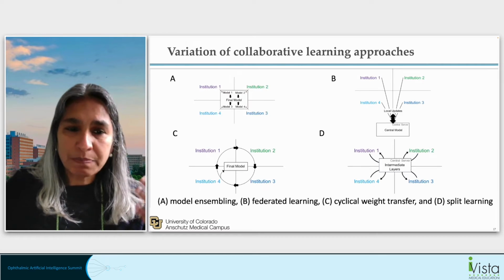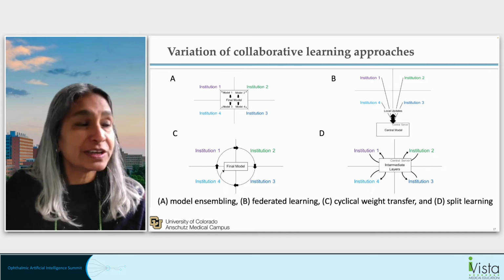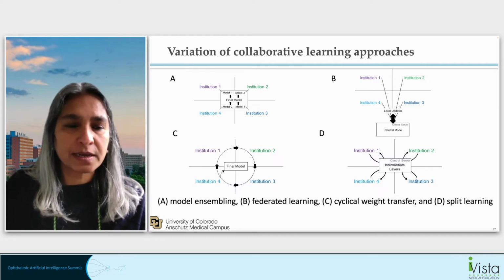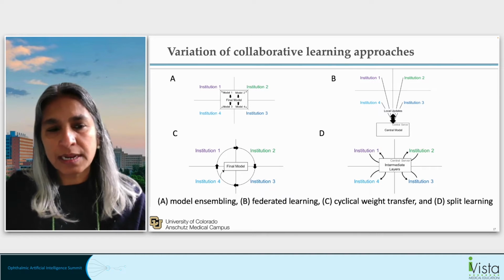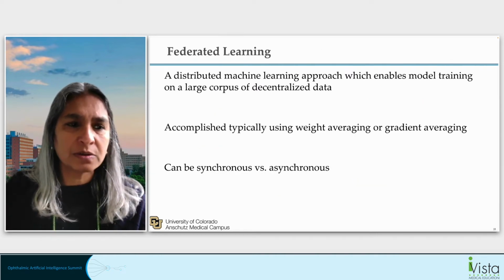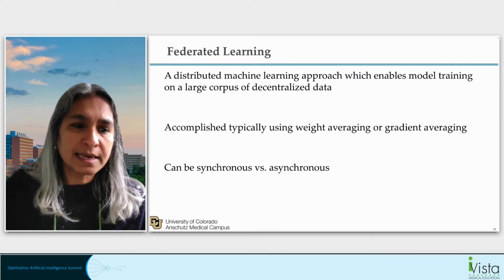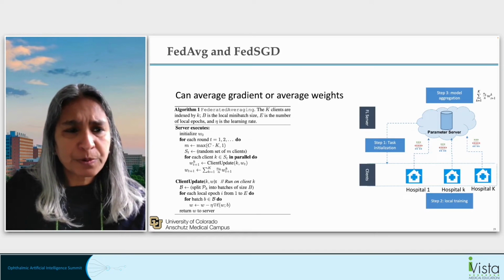So one way in which people get around that is things like federated learning, and we are very excited about the potential for federated learning. The idea here is you can learn from multi-institutional data sets without the need for data to be aggregated, but rather through model sharing, and there are many different ways to do that. Essentially that allows you to learn from a corpus of decentralized data.